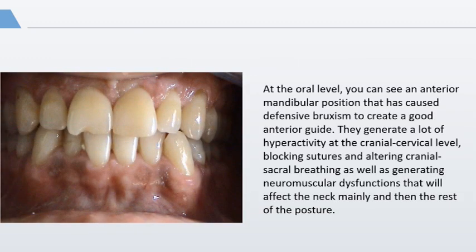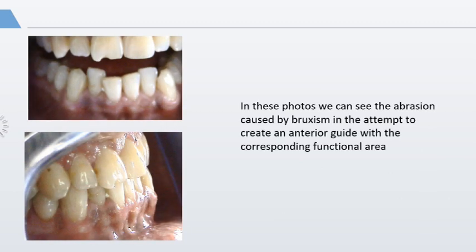At the oral level, you can see an anterior mandibular position that has caused defensive bruxism to create a good anterior guide. They generate a lot of hyperactivity at the cranial cervical level, blocking sutures and altering cranial sacral breathing, as well as generating neuromuscular dysfunctions that will affect the neck mainly and then the rest of the posture. In these photos, we can see the abrasion caused by bruxism in the attempt to create an anterior guide with a corresponding functional area.